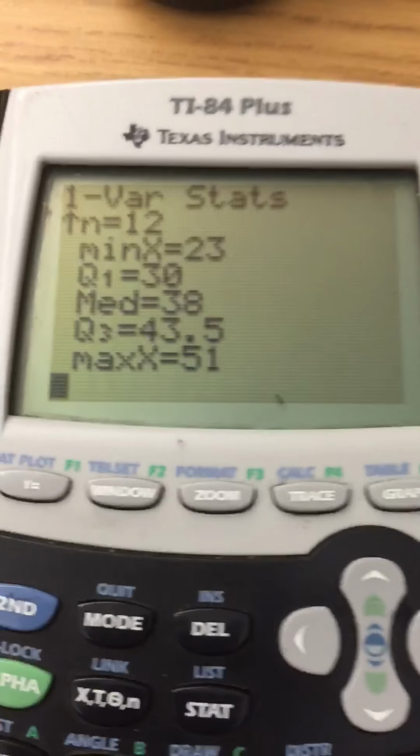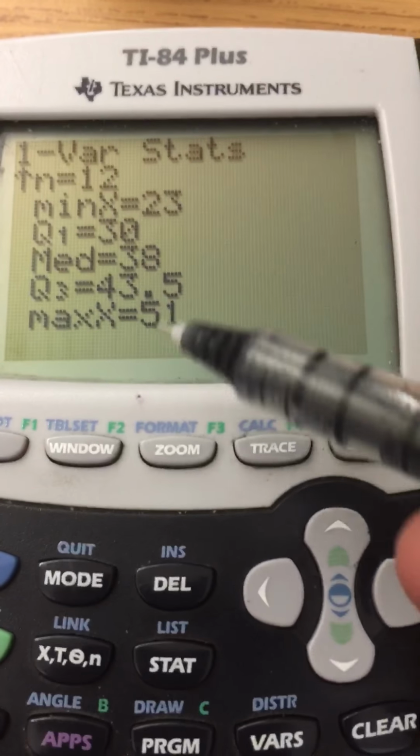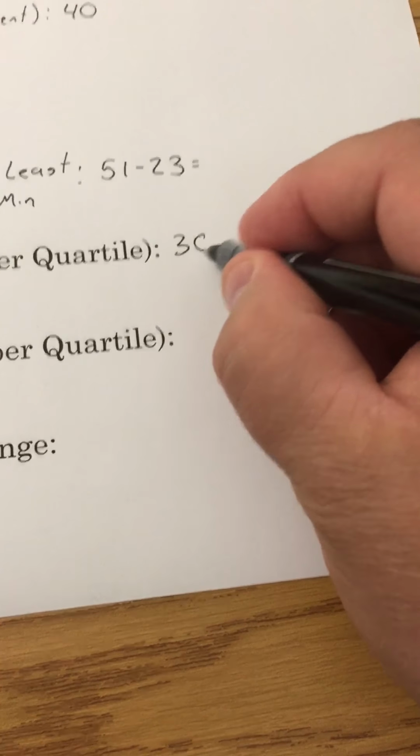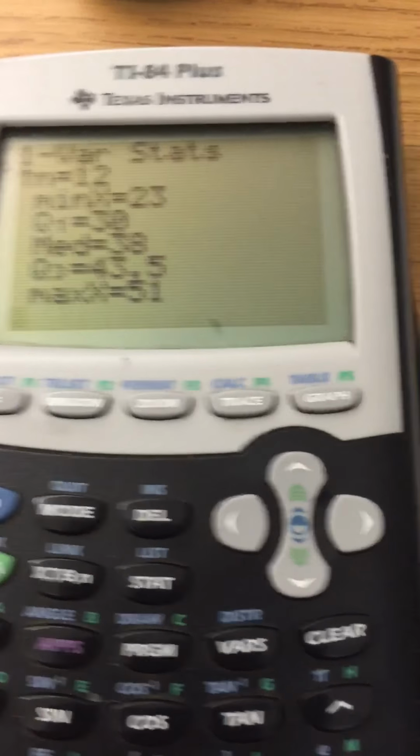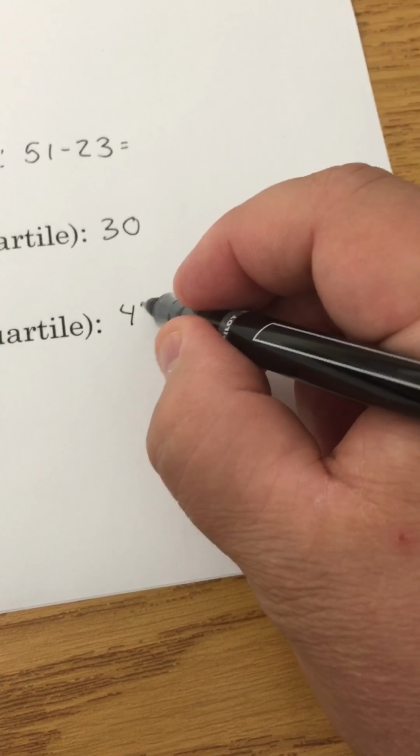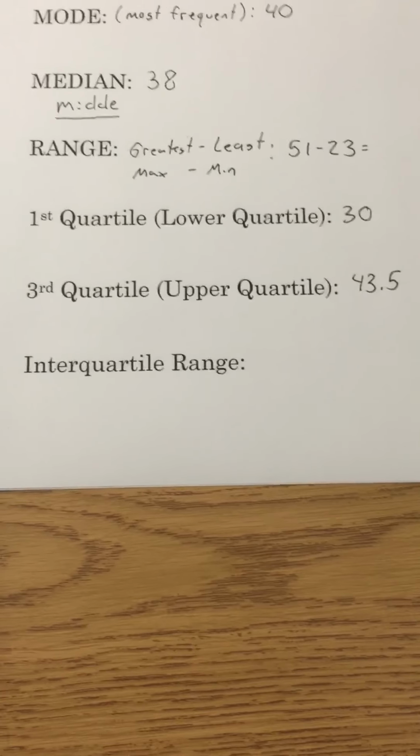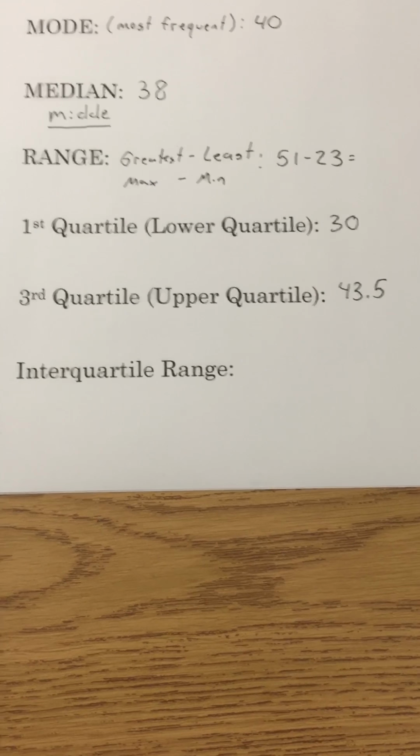First quartile, which is also called the lower quartile, is the Q1. So Q1 is the first quartile, which is 30. Q3 is the third quartile, which is 43.5. So there's your first quartile, the lower quartile, and the third quartile, which is the upper quartile, 30 and 43.5.